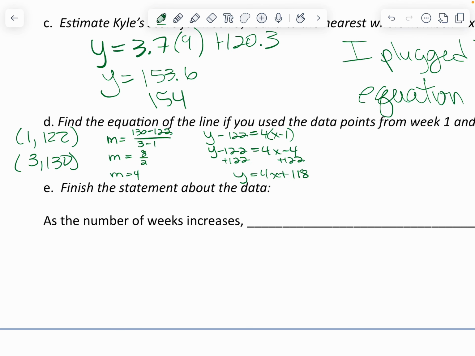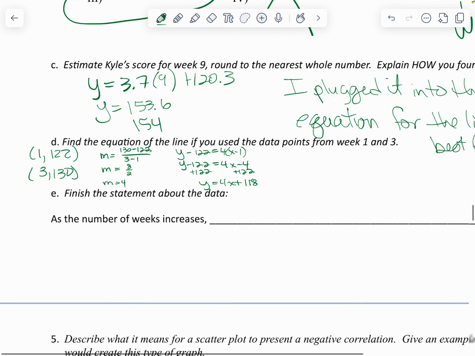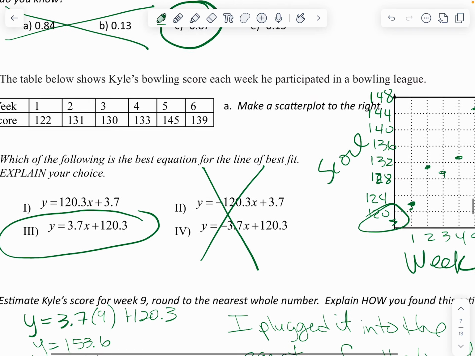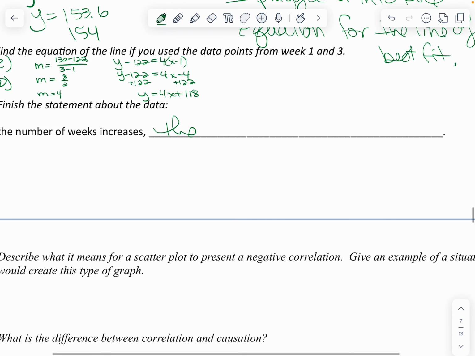So, finish the statement about the data. As the number of weeks increases, the score also increases.